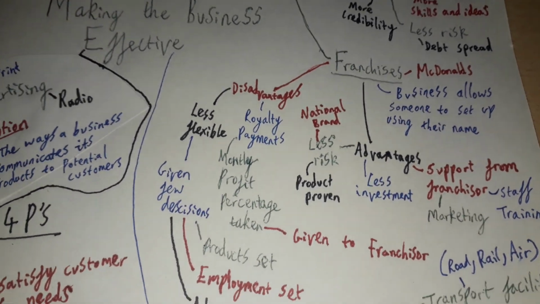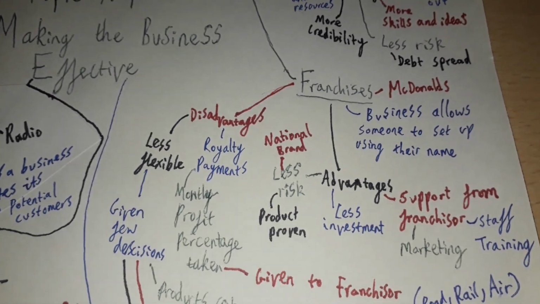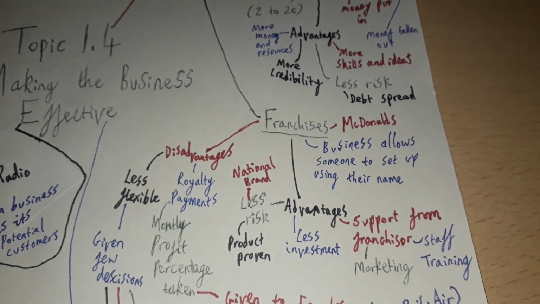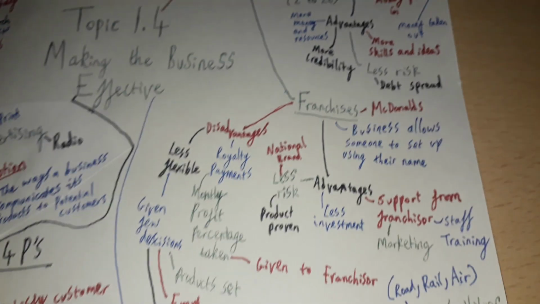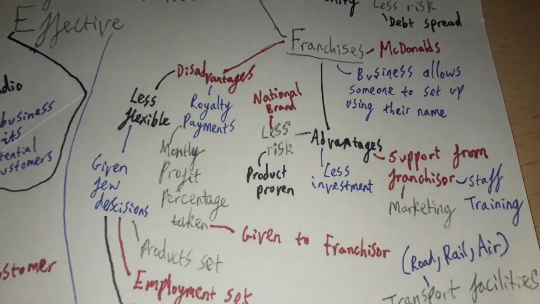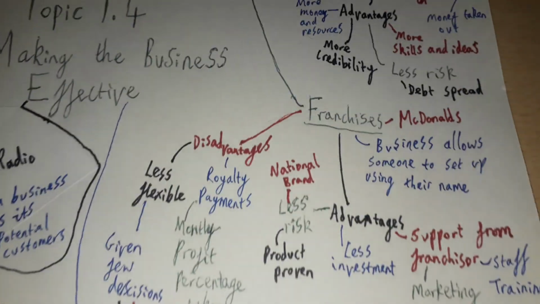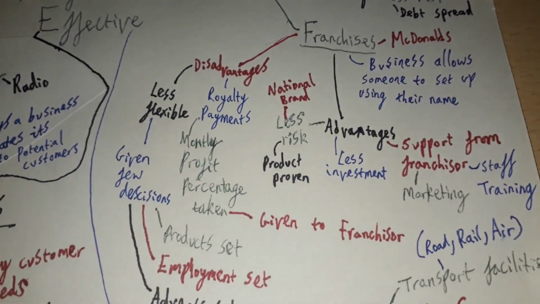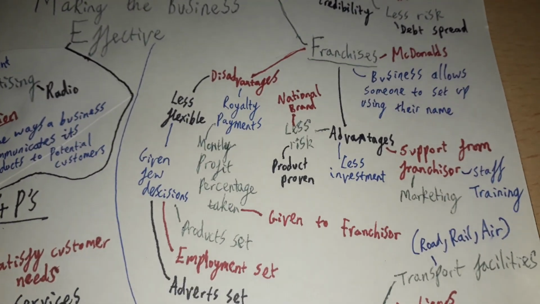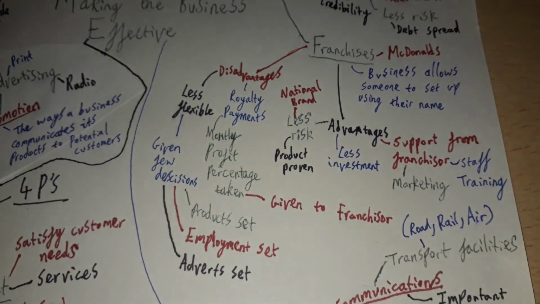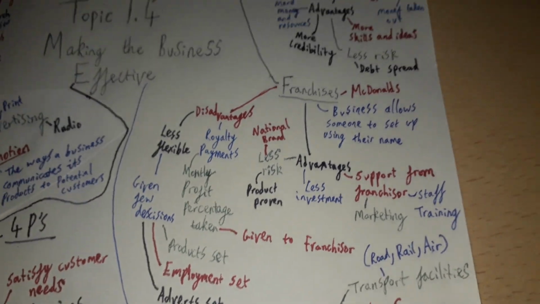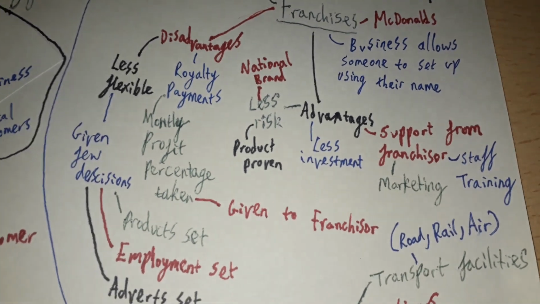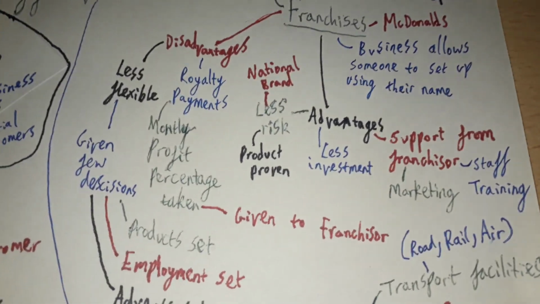So royalty payments are basically a monthly profit percentage that's given to the franchisor for the fact that they've been allowed it. That's why it's so profitable for the franchisor. Also, it's less flexible, meaning that few decisions are given to the person who's actually running the franchise, the franchisee, because certain products are set. So they'll sell a certain product in every store. You can't change it. You can't always invent a new one.